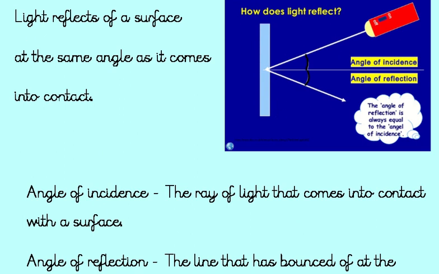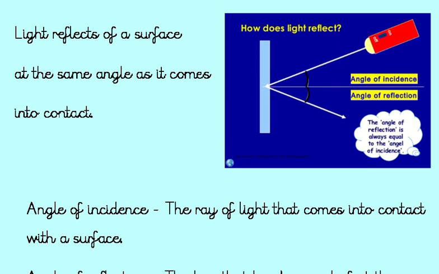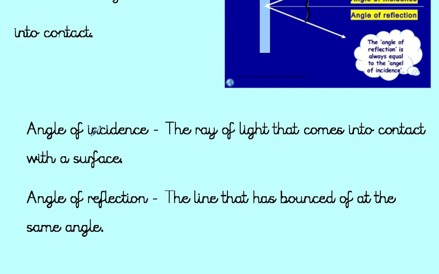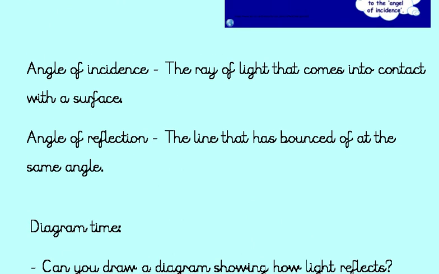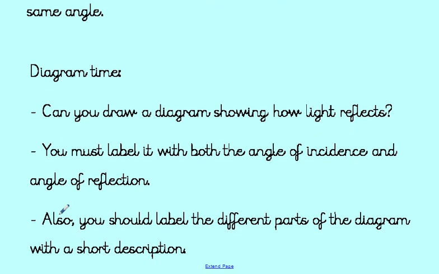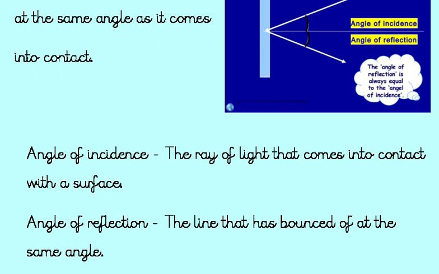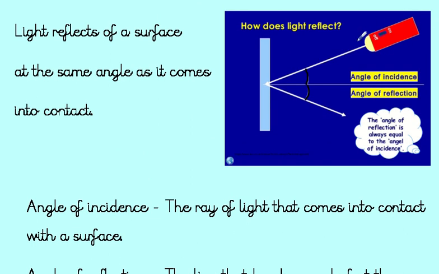And what I want you to do today, to really see that you've understood the difference between the angle of incidence and the angle of reflection, is draw a diagram. We want to draw a diagram showing how light reflects. You must label it with both the angle of incidence and the angle of reflection, and also the different parts of the diagram with a short description. So for example, up here, you'd label this as your light source. Light source sending a beam of light in a straight line. Then you'd label this as your object. Object which the light reflects off.